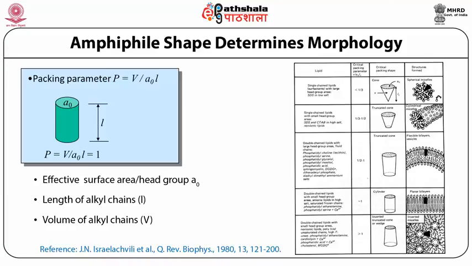Suppose you take a single chain lipid with a very large head group area, which is prevalent in SDS in low salt condition. Then you will see that the packing parameter is less than one third, less than 0.33, and that gives a critical packing shape like a cone, and it eventually forms spherical micelles.